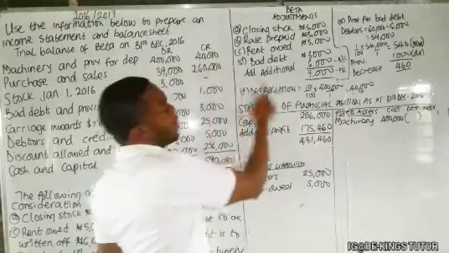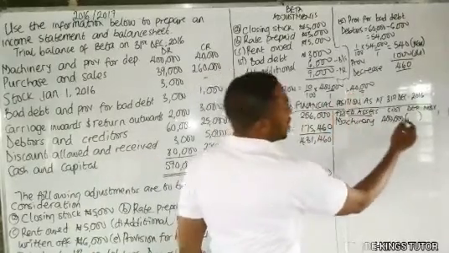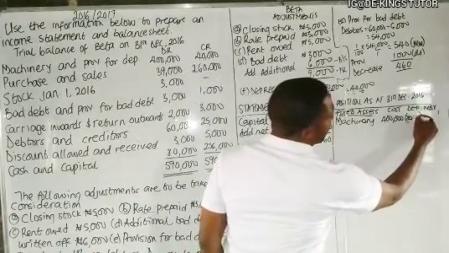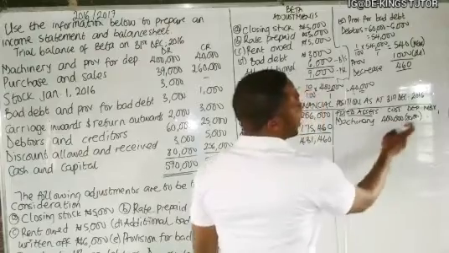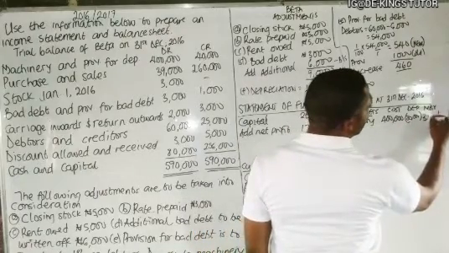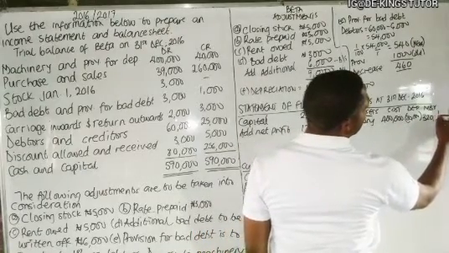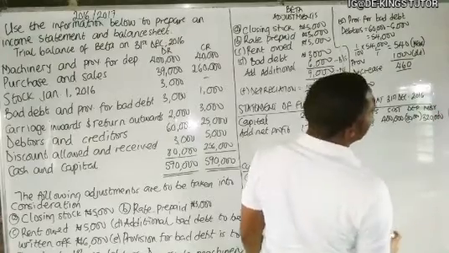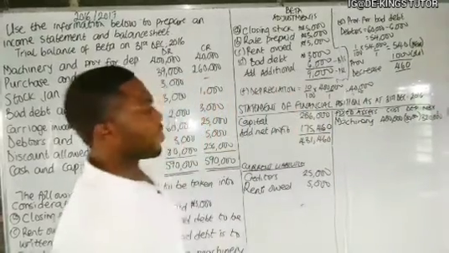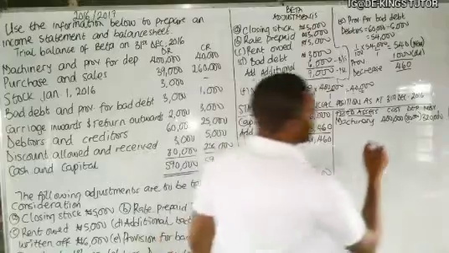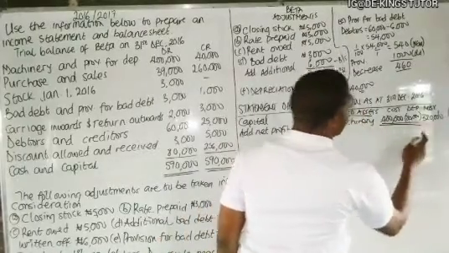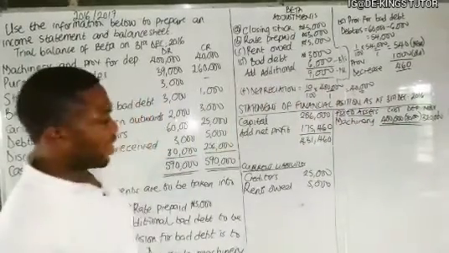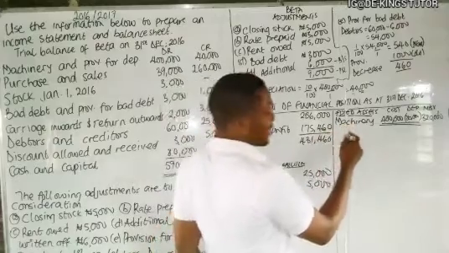So this 40,000 plus the one we calculated recently will give us 80,000. So 400,000 minus 80,000 will give us 320,000 as our net book value. So I think that's the only fixed asset.